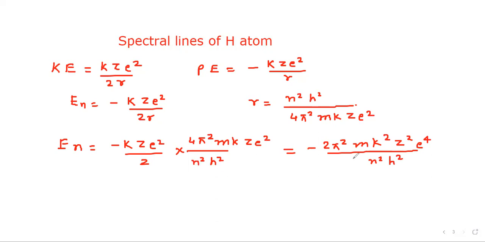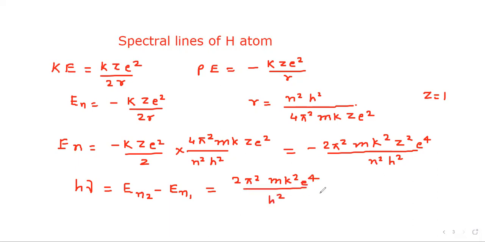Now, if an electron makes a transition from one energy level to another, in that case photons are emitted, and the energy of the emitted photon will be given by h nu equal to the difference of energy of the two levels. Suppose we denote it En2 minus En1. So this will be equal to, here we can take common the other things, which will remain the same: 2 pi square m k square, and for hydrogen atom Z equal to 1, e power 4 divided by h square times 1 upon n1 square minus 1 upon n2 square.